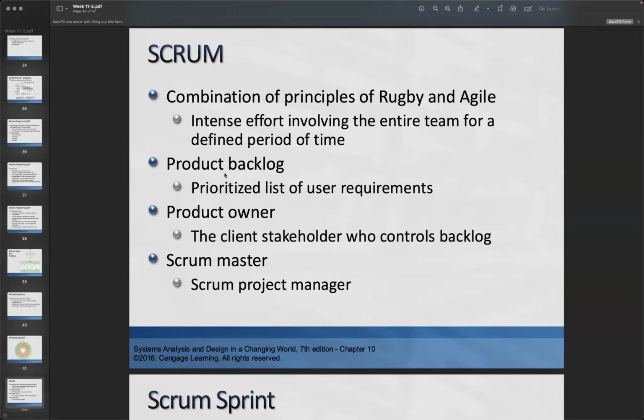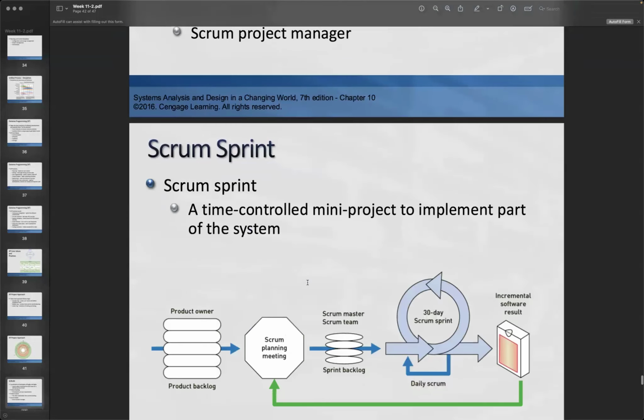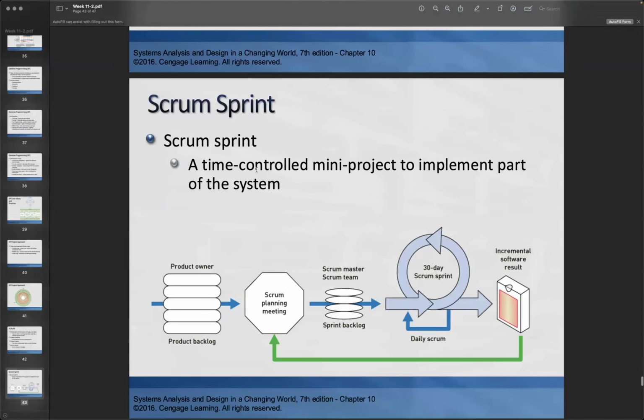So we will have intense effort involving the entire team for a defined period of time. The product backlog is the list of user requirements. The product owner and the client stakeholder control the backlog, and there is one Scrum master, so we have a project master and manager. So we have a sprint. The sprint is basically a time-controlled mini project to implement part of the system.